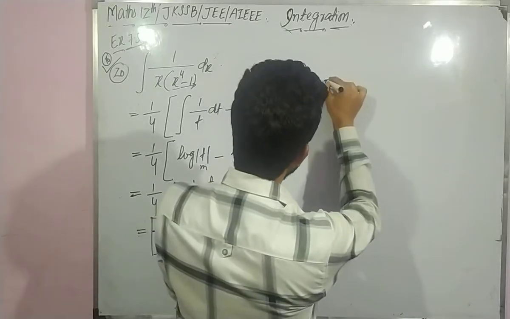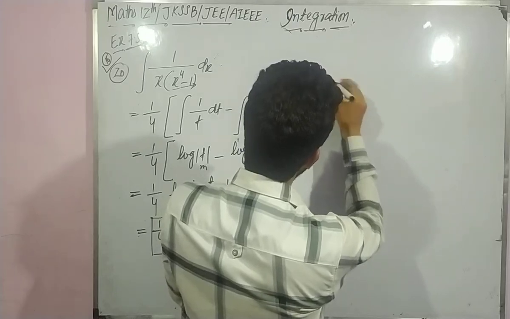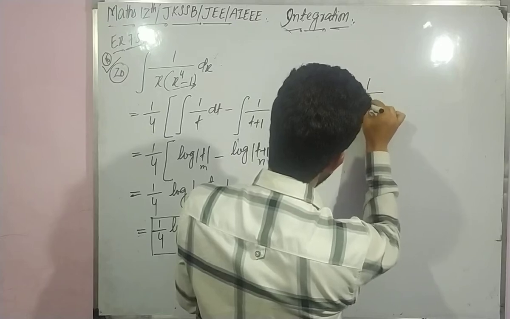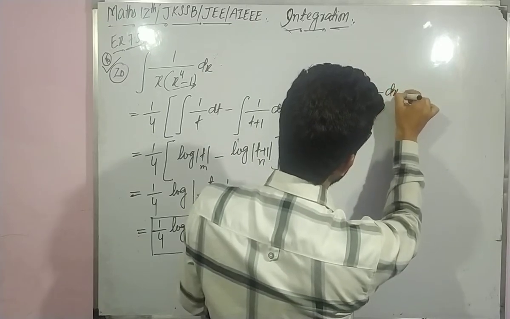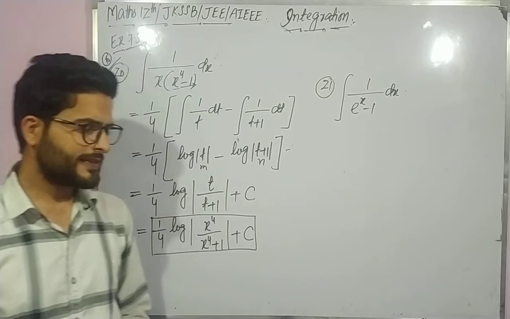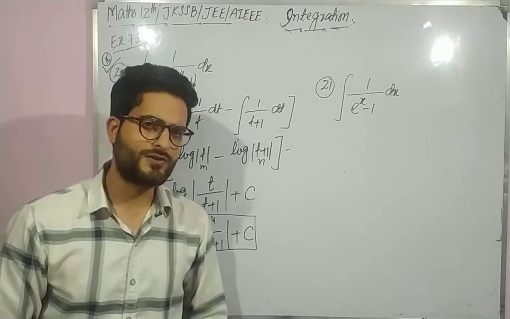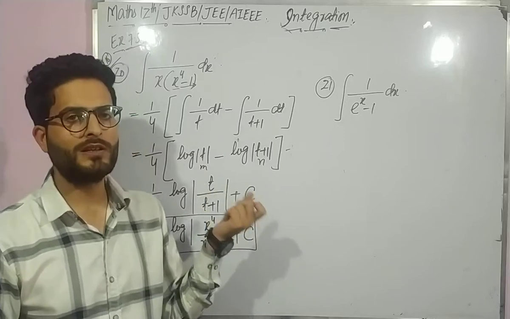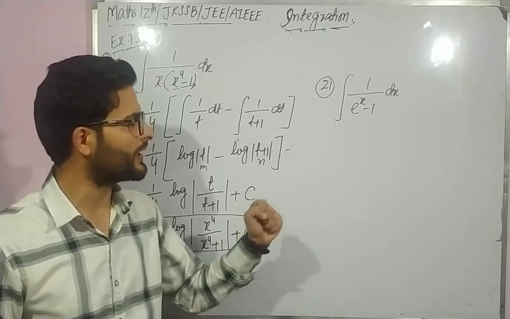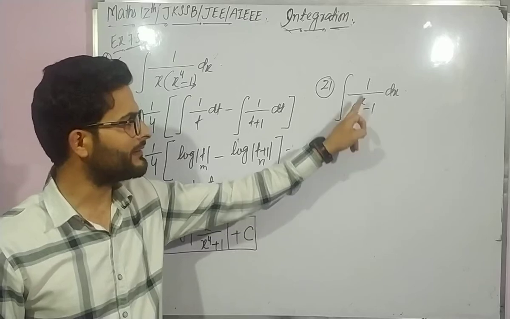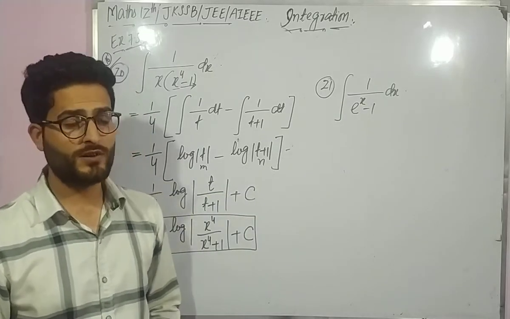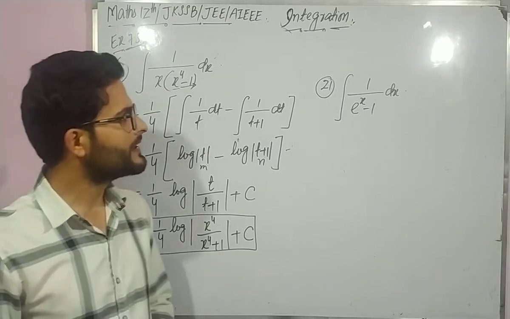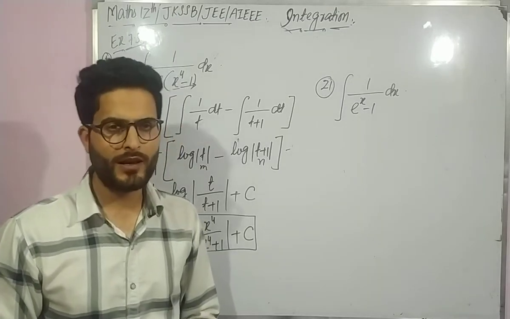Question number 21 is all about integration of 1 divided by e raised to the power x minus 1 into dx. Obviously this question cannot be directly solved by integration by partial fractions, because we don't have linear factors in the denominator. In the denominator we have got e raised to the power x minus 1, which is obviously a natural exponential function.